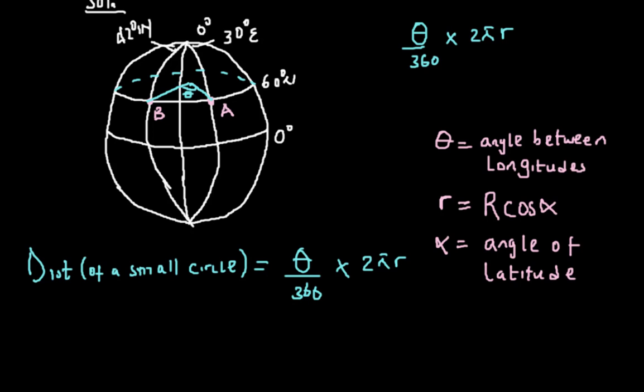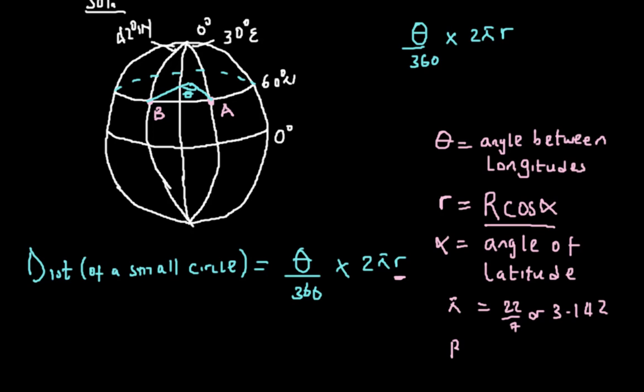Let me take it again. The distance between 2 points on a small circle is theta over 360 times 2 pi small r. Now theta is the angle between longitudes. Now small r, the formula for calculating small r is r cos alpha. And alpha in this case will be angle of latitude. And then lastly, your pi is either 22 over 7 or 3.142.